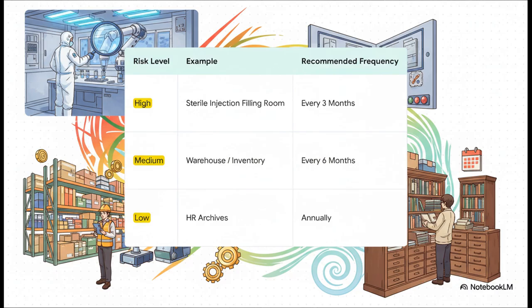Look at a high-risk area, like a sterile filling room. A mistake there could literally hurt someone, so that gets audited often, maybe every 3 months. Now, a medium-risk area, like the warehouse, a mistake there might cost money, but it's not life or death. So maybe every 6 months is fine. And then a low-risk spot like the HR archives, once a year is probably plenty. It's all about putting your energy where the consequences of failure are the most severe.